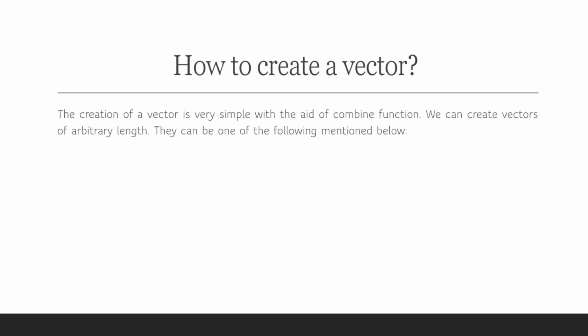Now, how to create a vector and name it? You might be thinking about it, but it's really simple. The creation of a vector is simple. With the aid of the combine function, we can create vectors of arbitrary length. They can be a single element vector, or a multiple element vector. Now let's move to RStudio and do some implementation and see how we can create a single element vector with the 6 atomic data types, and multiple elements as well.